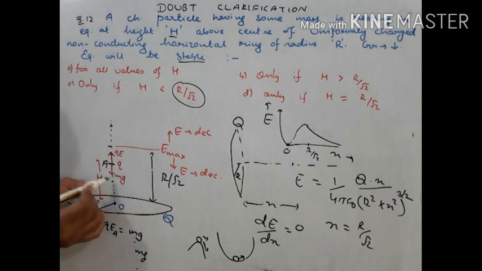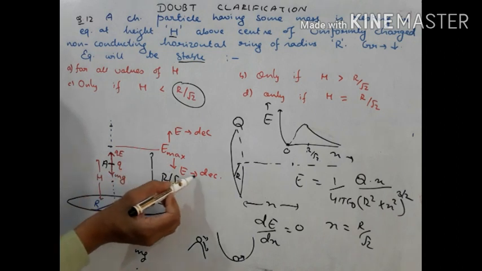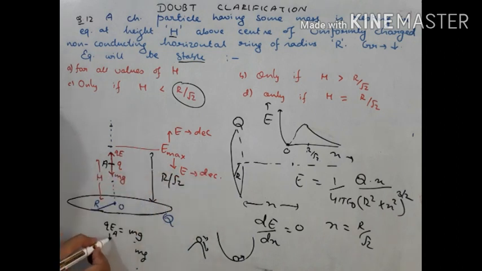But what will happen to the electric field? Will it remain same? No. I have discussed, on going down, the electric field is decreasing. So this factor will decrease. If this factor will decrease, the equality will no longer hold.